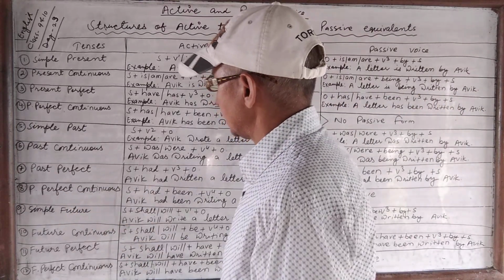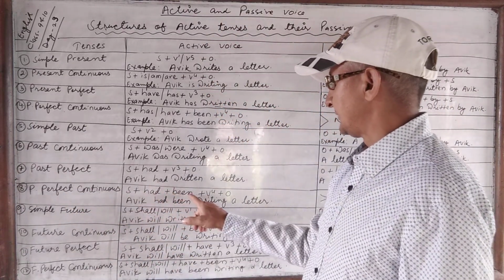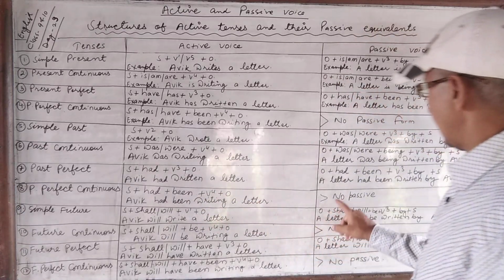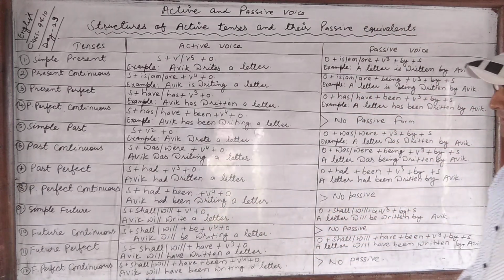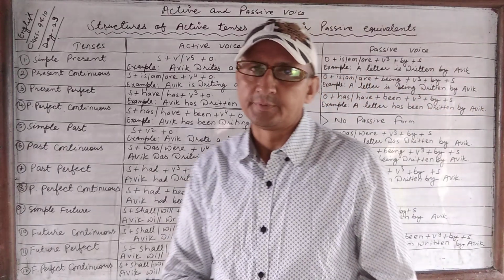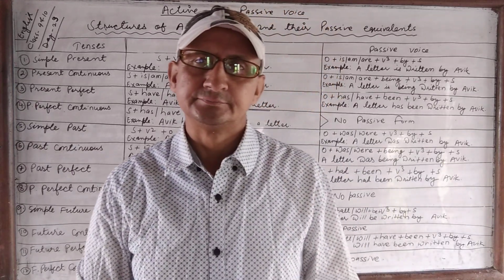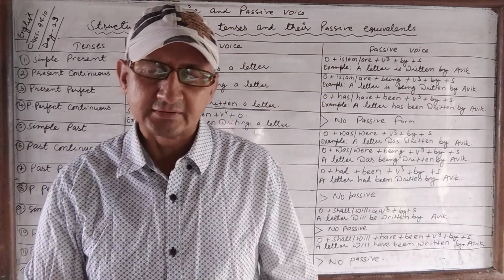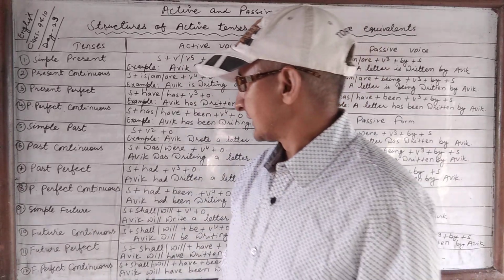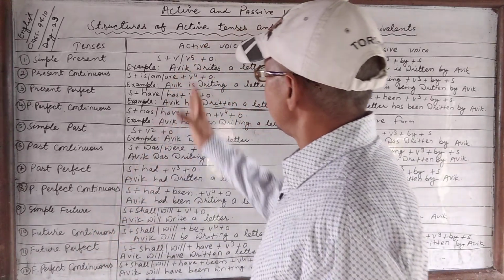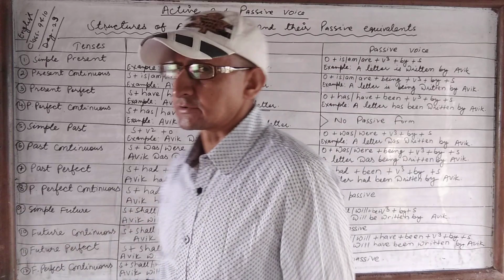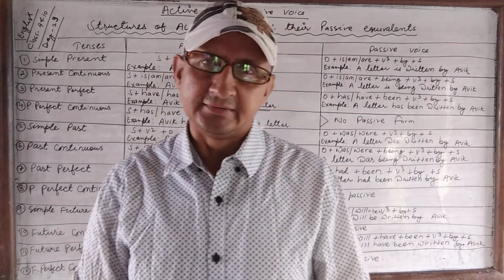And past perfect continuous tense: subject plus had plus been plus V4 plus object, and there is no passive structure of past perfect continuous tense. Now let's discuss the active structure and passive structure of future tenses.